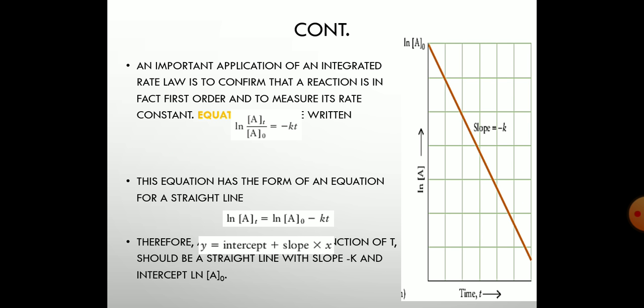Then an important application of an integrated rate law is to confirm that a reaction is first order and to measure its rate constant, as the equation is given. This equation has the form of an equation for a straight line: ln of [A] at time t is equal to ln of the initial concentration of A minus kt, and therefore a straight line with slope minus k will appear here.